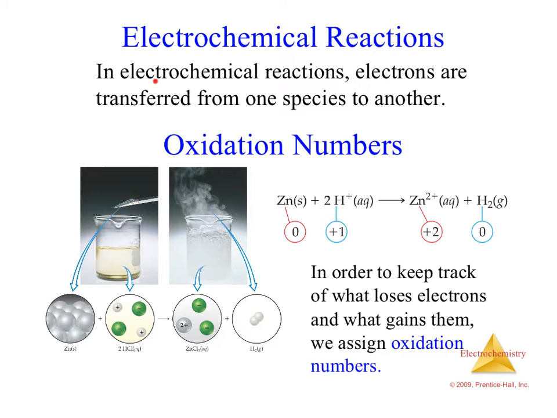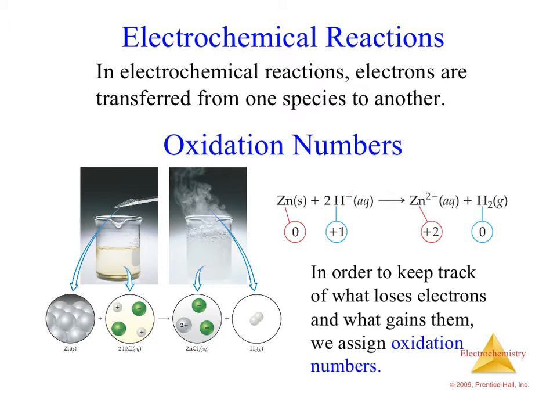In electrochemical reactions, electrons are transferred from one species to another. And the best way to figure out if a reaction is a redox reaction or not is to assign oxidation numbers to every single reactant and product element in the reaction. And you can see if the oxidation numbers change, the reaction is indeed redox. We're going to go over on the next slide how to assign oxidation numbers. This is a topic that is covered in Chem 60 and reviewed in Chem 101, so we will review it again before we move on with the chapter.